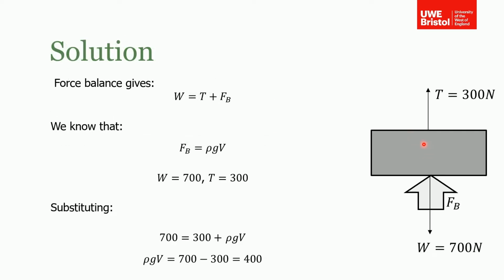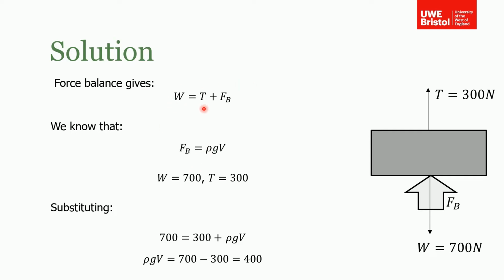So we'll start off by drawing a sketch. This is our block, and let's think about what forces are acting on it. When it's submerged in the water, we have a tension of 300 newtons acting on it. We're also told that in air, we have a weight of 700 newtons acting on it, and that will still act on it when it's submerged in the fluid. That won't go away, but it will be offset by the buoyancy force. We don't know what that is just yet, but we know that it's going to be acting on it.